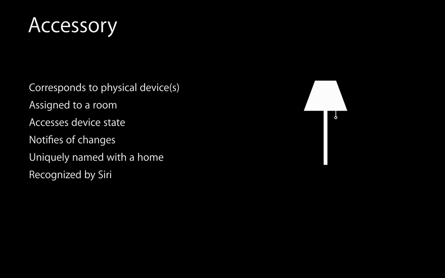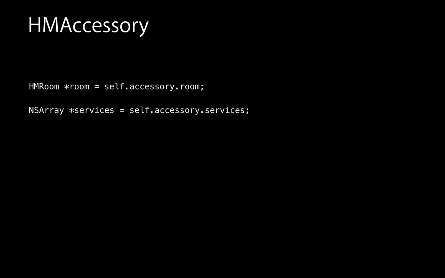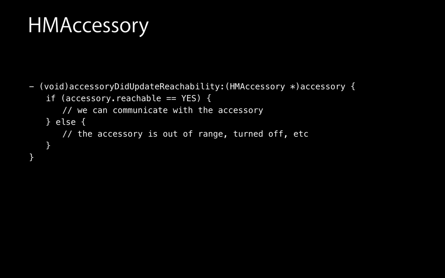An accessory is the whole object that the user is referring to. And I'll talk about how the details of that accessory are exposed and made available after this. So an accessory has a pointer back to the room that it's in, and it has a pointer to the array of services that represent the functionality of that accessory. An important delegate callback for you to implement on accessory is the didUpdateReachability callback. So an accessory at any point in time may be reachable. You may be able to communicate with it from your application, or you may not. It may be off. You may be far away from it in a situation where you don't have access.